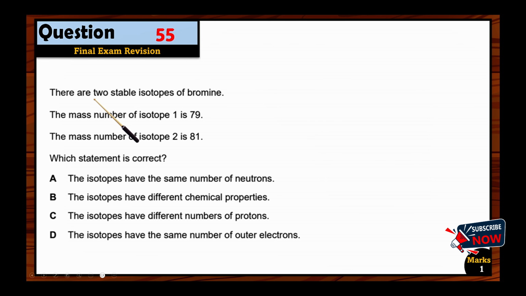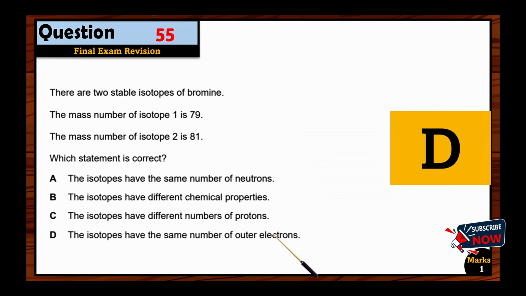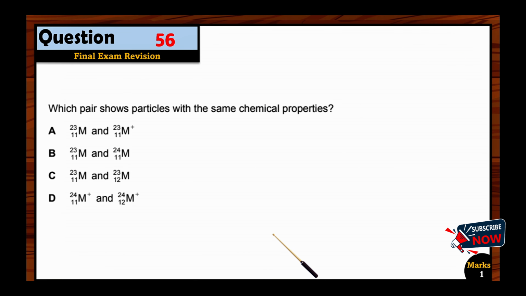Question 55. There are two stable isotopes of bromine, one is 79, the other one is 81. Which statement is correct? The isotopes have the same number of neutrons. Wrong. Isotopes never have the same number of neutrons. The isotopes have different chemical properties. Wrong. Isotopes always have the same chemical properties. The isotopes have different numbers of protons. Wrong. They have the same number of electrons and protons. The isotopes have the same number of outer electrons. Yes, that's right, because isotopes always have the same number of electrons, so the outer electrons will also be the same. So option D is correct.